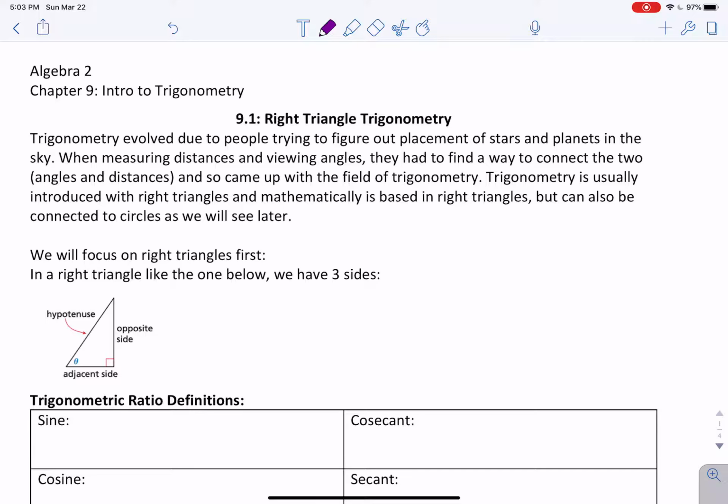It was invented a lot when people were looking at astronomy, so looking at stars and planets and trying to measure distances, but they're looking at it from angles, so they have this idea of angles, but also side lengths and distances. And so this is a way to connect an angle into a side length.